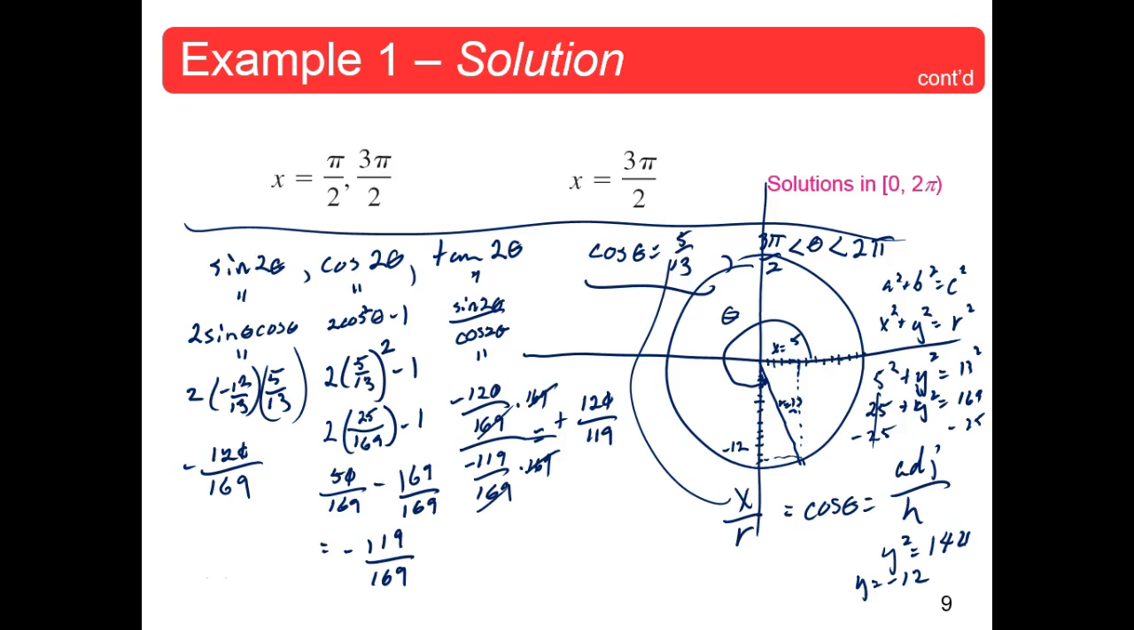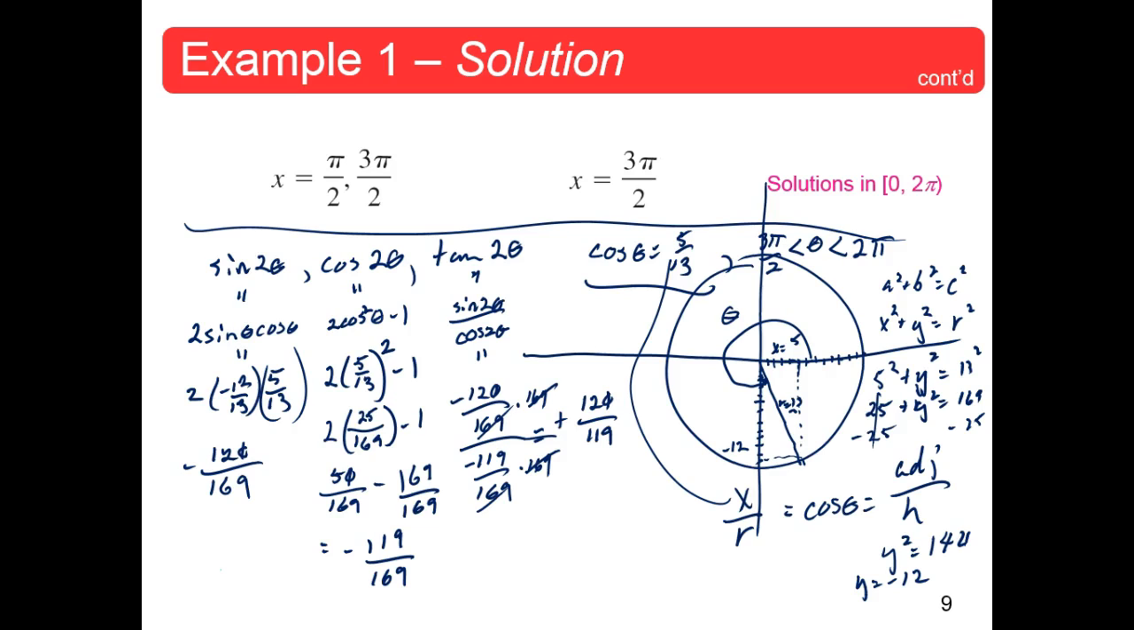Let's see how they did. They did it the long, hard way, didn't they? But they still got the right answer, good for them. Okay, they did sine of 2 theta, just like we did, and got negative 120 over 169. Good for them. They did cosine 2 theta, just like we did, using that formula that gave you using only cosines. You could have used either one or the other. You knew them both. And that gave you negative 119 over 169.